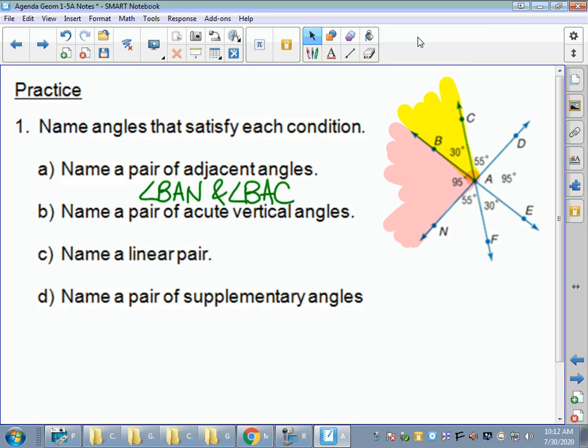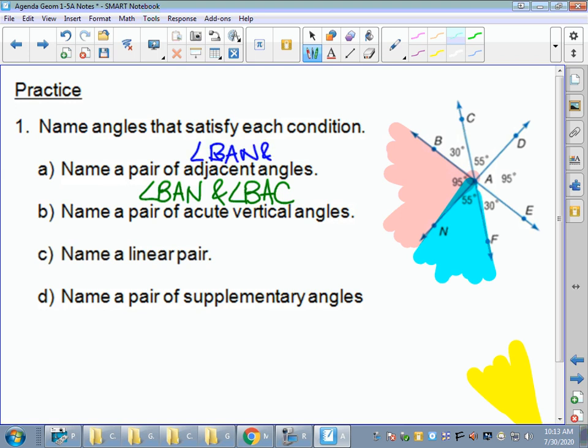You might have been looking on the other part of the diagram though, and you might have seen this instead. This shared side and this angle down here. So we could have another answer and say, well, angle BAN is also adjacent to angle NAF. That would be a correct answer as well. Or you could name it FAN if you like FAN better. So there's a whole bunch of potential answers on this diagram. That's why I gave you a starting one.